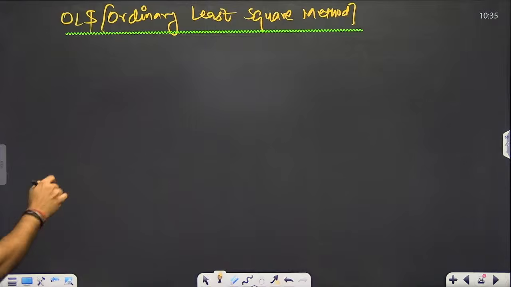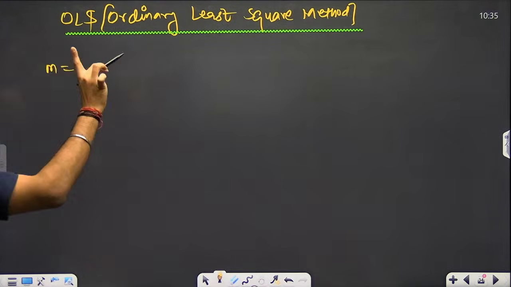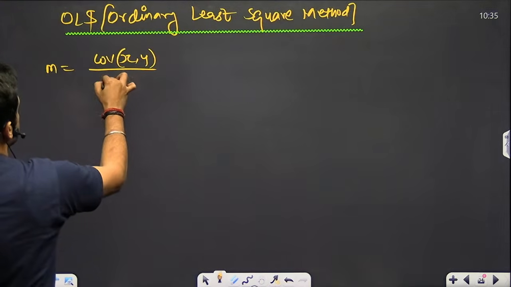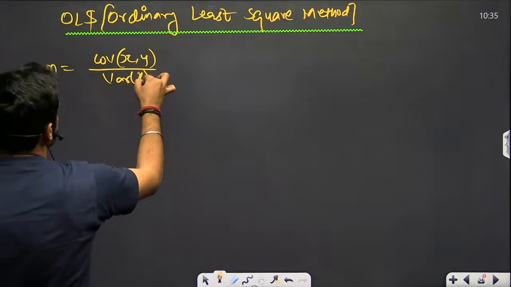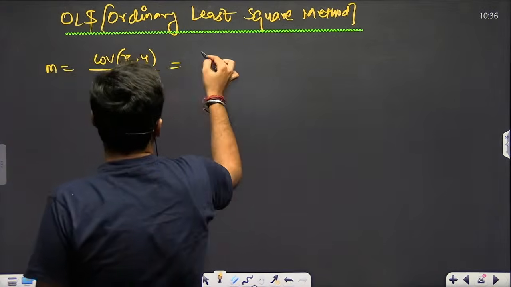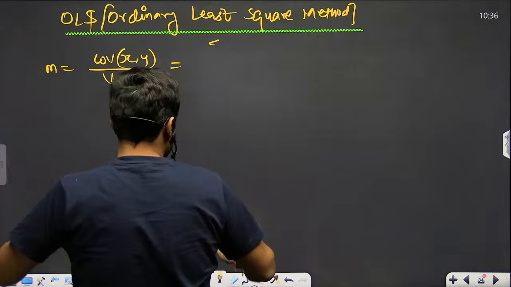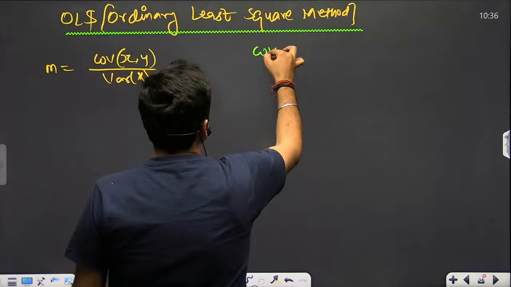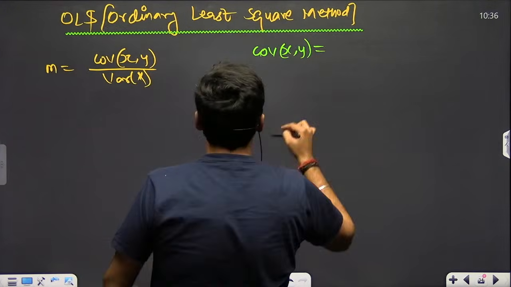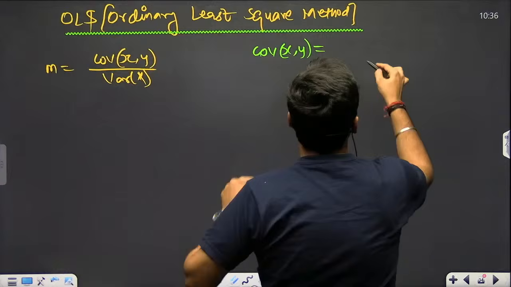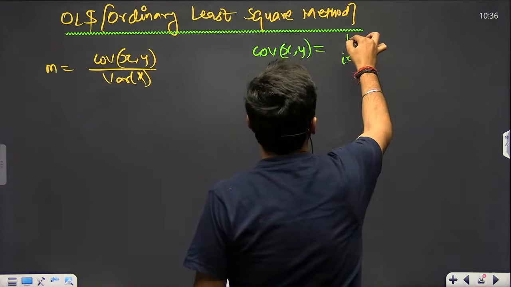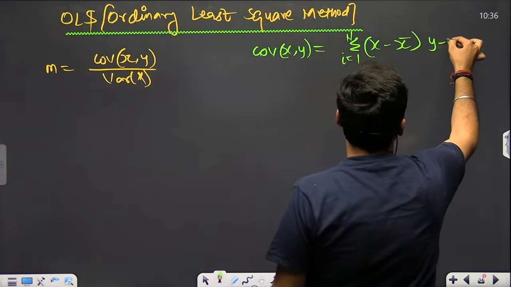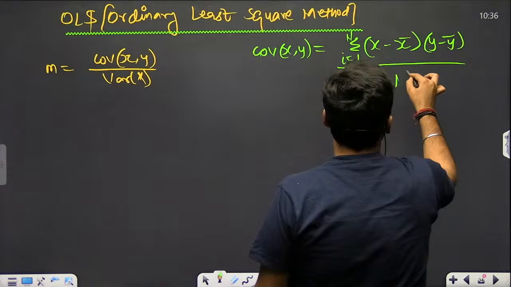Okay, so you should know. I won't be going to the derivation part. I would be just telling you the formula, that is covariance of xy upon variance of x. This is the value of slope. And I'll just tell you how exactly covariance is defined. Covariance tells us the relation between x and y, how x and y are related to each other. So that is, from i equals 1 to n, x minus x bar into y minus y bar upon n minus 1.